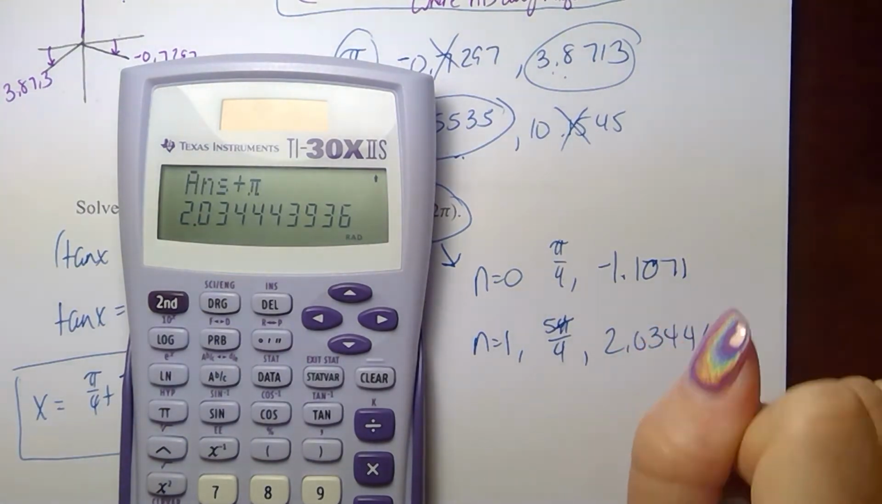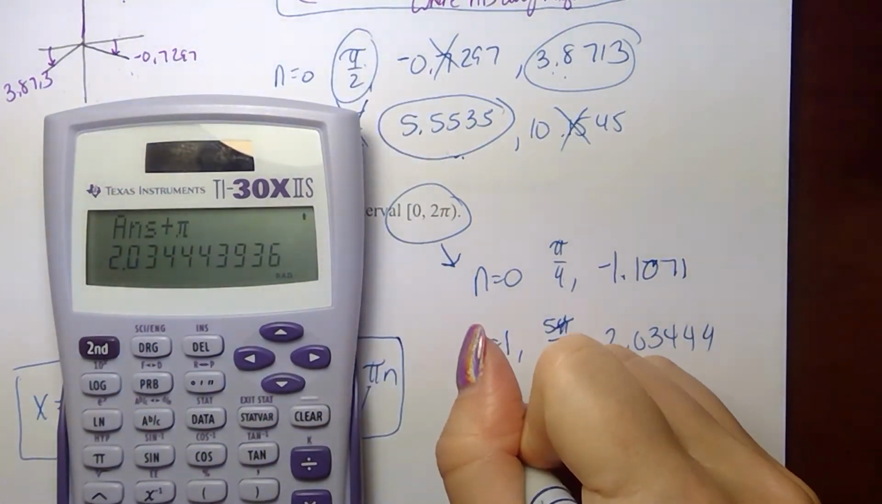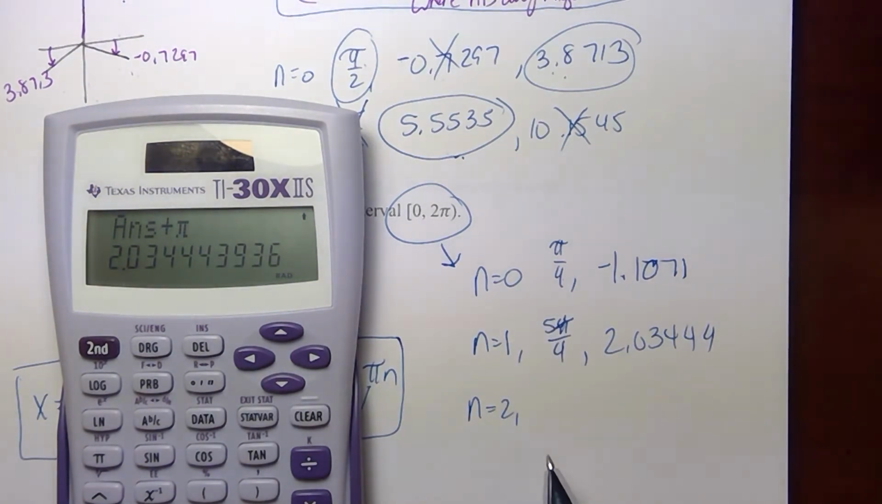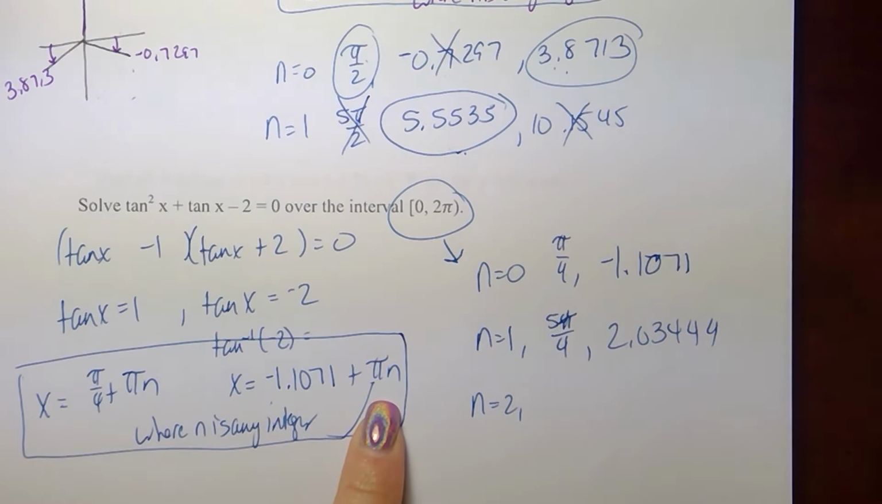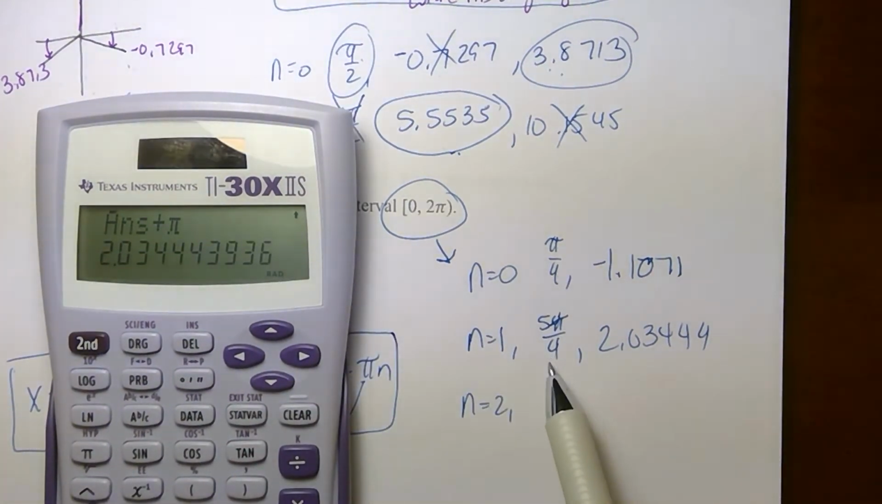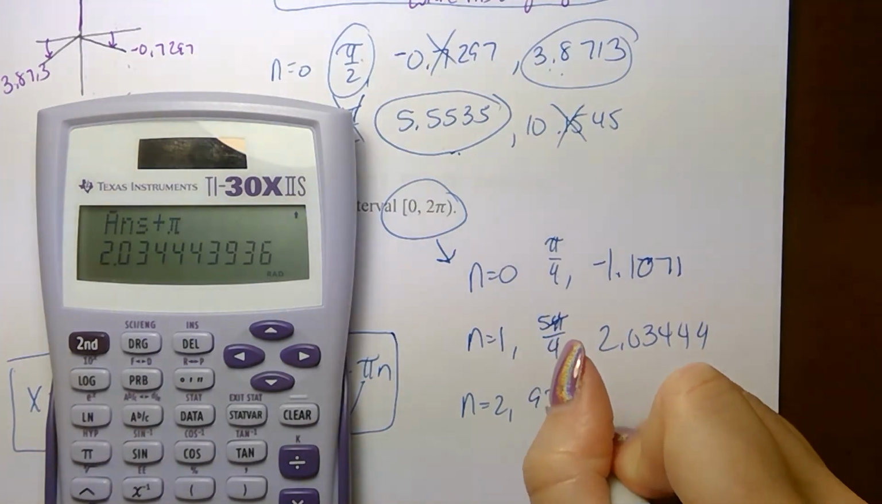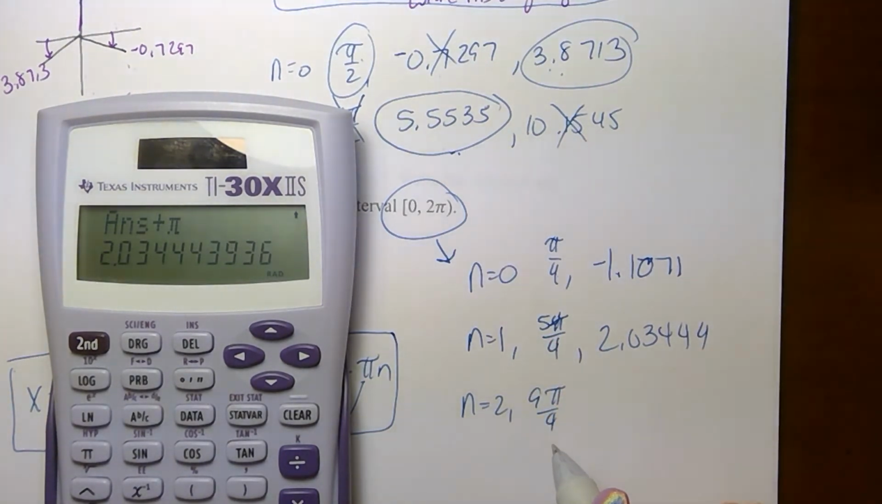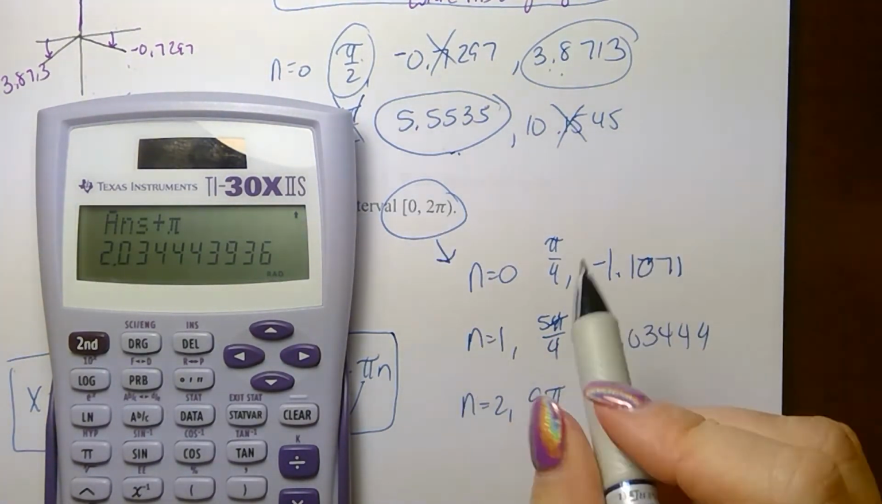2.0344, 1, 2, 3, 4. Let's go again. Let's go to n is 2. Well, I'm going to add pi again if n is 2, because any integer right there, I already added pi once. I'm going to add pi again. Well, plus another 4 pi fourths puts me at 9 pi fourths. That's outside my interval 0 to 2 pi, that would be 8 pi fourths.